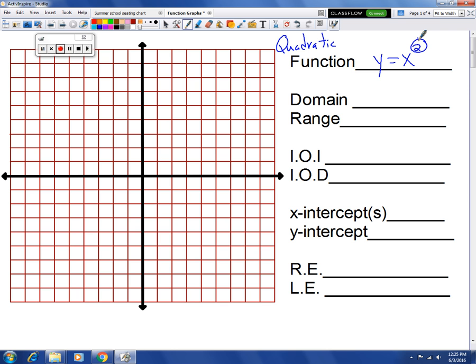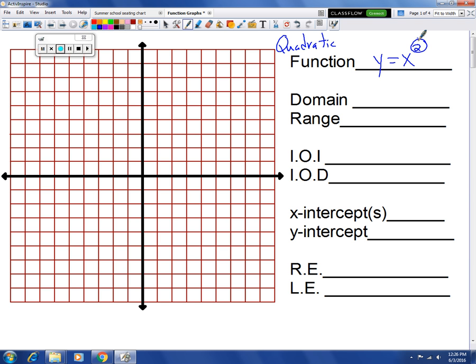If the largest exponent was 3, it'd be called a cubic. And if the largest exponent was 4, it would be called a quartic, and so on and so on. But this one is very important to memorize. Y equals x squared. So I'm going to start out and pick some x values.